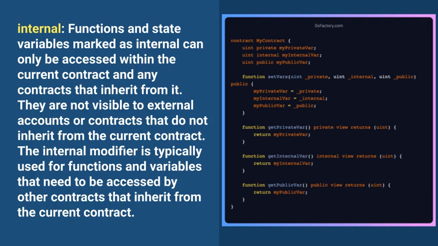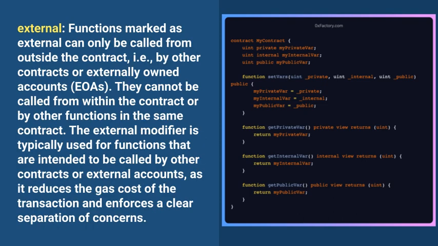Internal. Functions and state variables marked as internal can only be accessed within the current contract and any contracts that inherit from it. They are not visible to external accounts or contracts that do not inherit from the current contract. The internal modifier is typically used for functions and variables that need to be accessed by other contracts that inherit from the current contract.